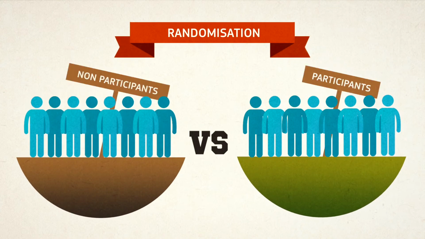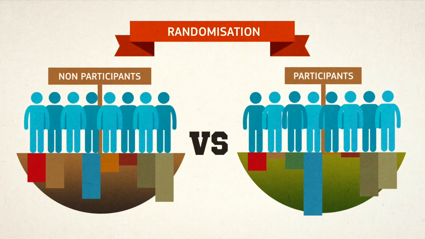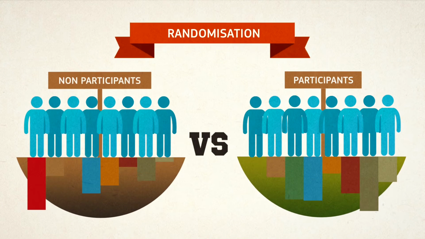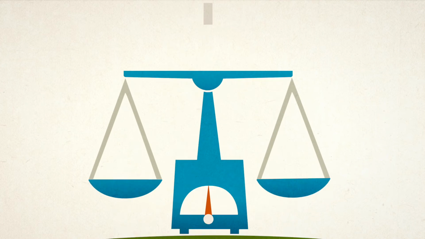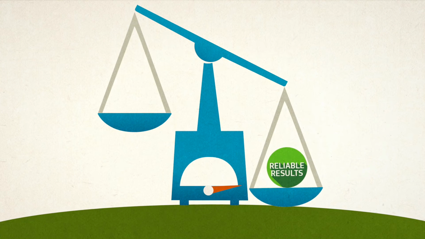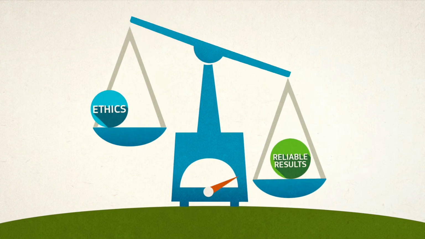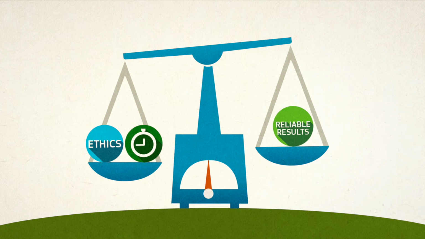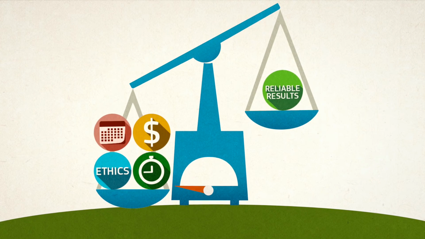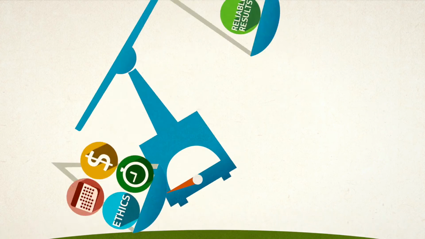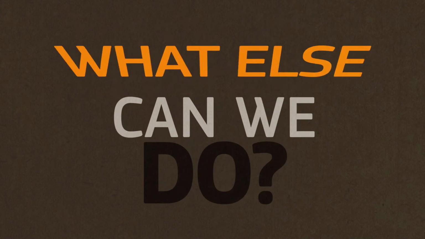After the training, we compare the employment status of the two groups and estimate the effect of the program. This is the gold standard. Unfortunately, this cannot always be applied because of ethical issues. We cannot force people to participate, but also because of other concerns, like costs and proper planning. What else can we do?